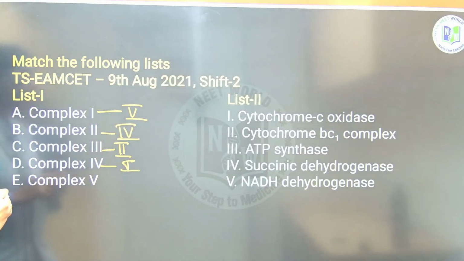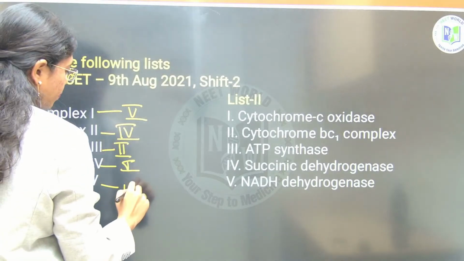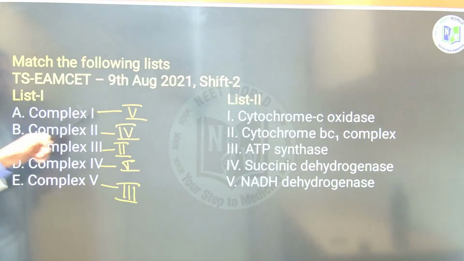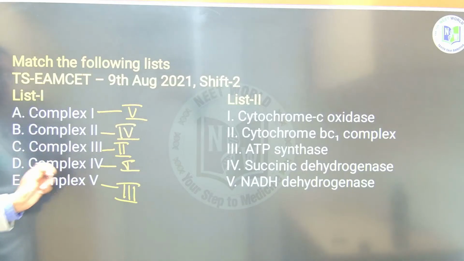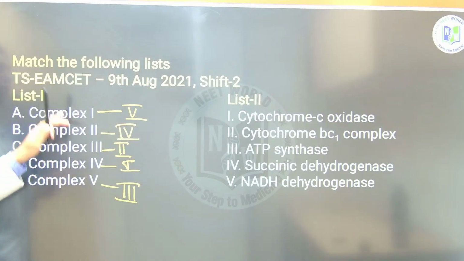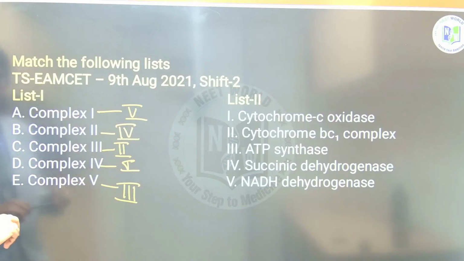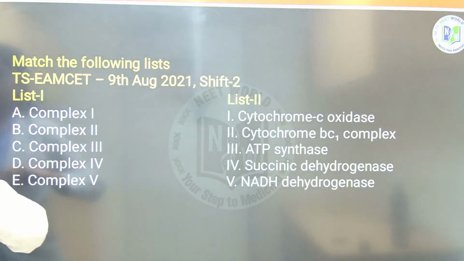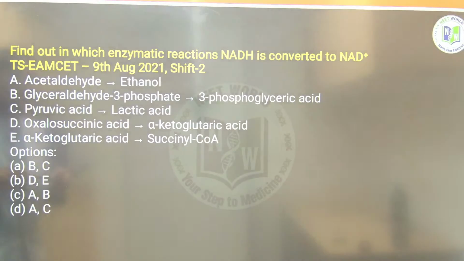Complex 5 is ATP synthase, which is option 3. Fine, right? So, A5, B4, C2, D1 and E3. Clear? This will be the correct match. Last question of today's session. Last question.